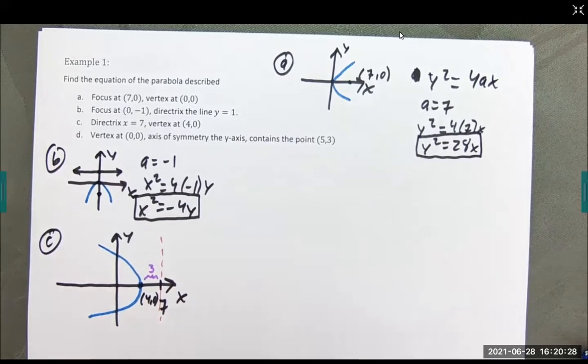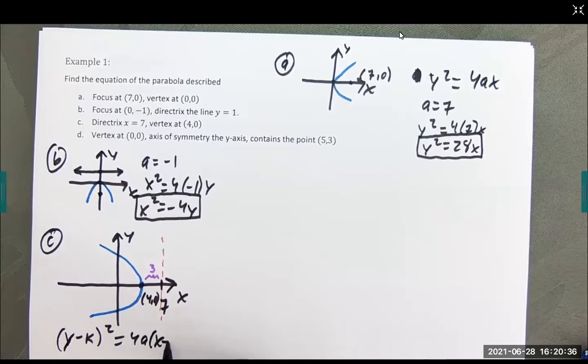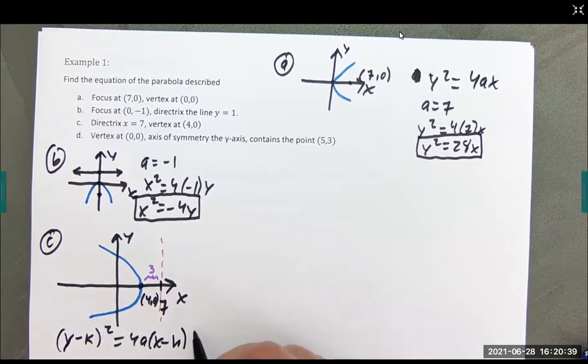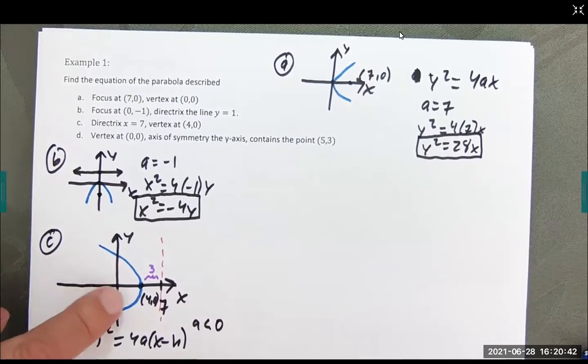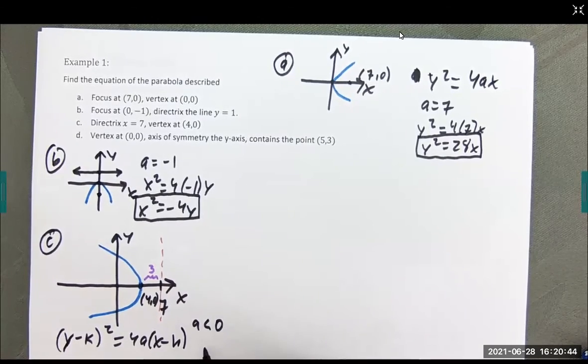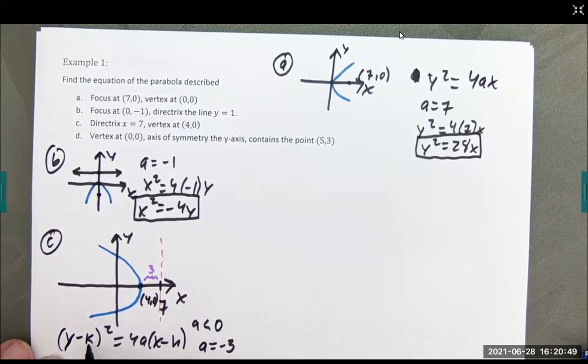This means we're going to be using this, y minus k squared equals 4a times x minus h. And a in this case is negative. We can see it's back here. So it looks like a is -3. Now, k is 0 in this case, right? So y squared equals 4 times -3, and then x minus 4. Here we are.